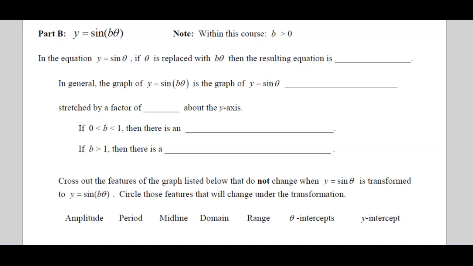B, we're assuming, is positive. So for all these questions, I'm not going to have absolute value because we're assuming B is positive. In real life, B could be negative, right? But it's not part of the course.